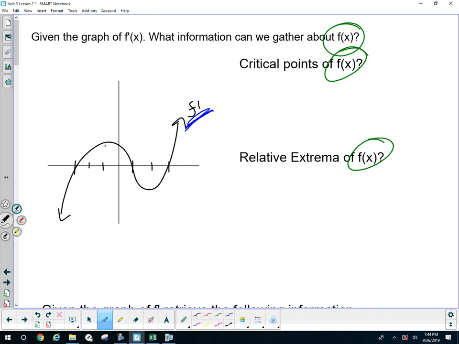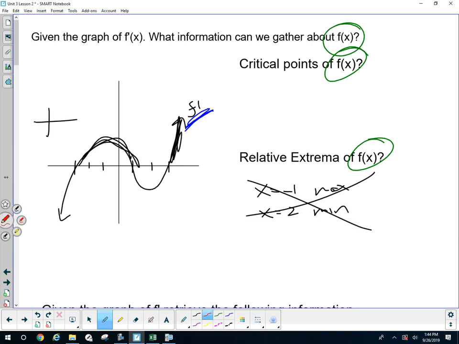If you said extrema, oh, x equals negative 1, that's a max. X equals 2, that's a min. You are wrong. Why are you wrong? Here's the reasoning why. F prime has positive values here. F prime has negative values here.